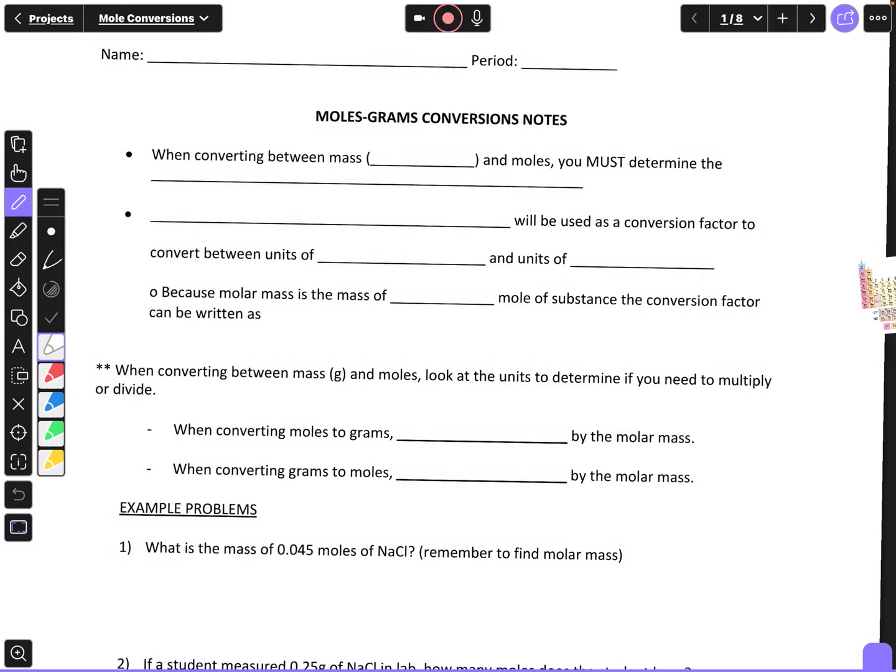Alright, so you should have these notes right here, and you should be filling these out as I go along. So when converting between mass, and mass is in grams, you must determine the molar mass to convert. And molar mass will be used as a conversion factor to convert between units of moles and units of grams.